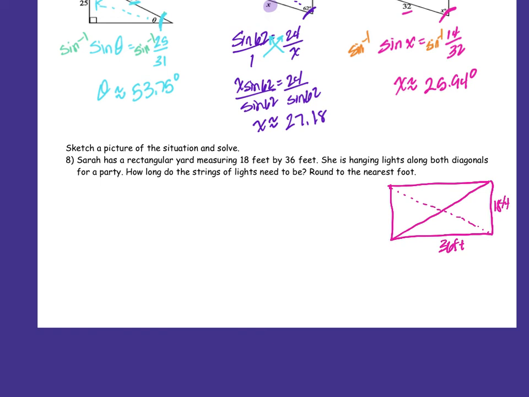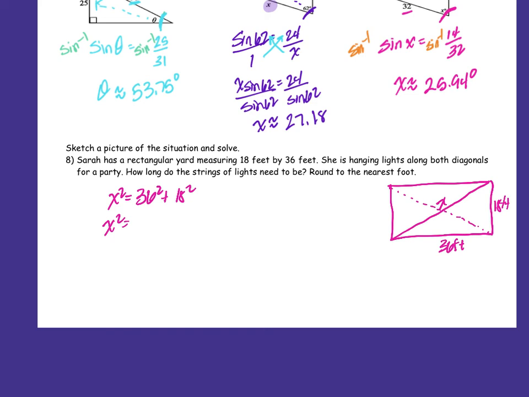Okay, so she's just hanging lights on the diagonal. That's it. So I need to find out what this length is, and then I'm going to multiply it by 2 because there's 2 of them. I think I can do the Pythagorean theorem on this one. So I've got x squared is going to equal 36 squared plus 18 squared.